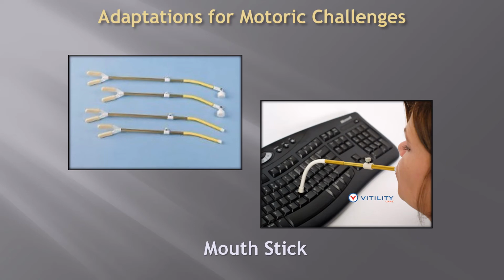The mouth sticks seen here are similar in function to the head wand, only they are grasped in the mouth and used to make selections. You can also attach different ends onto these, such as a stylus, to interact with a touchscreen. This is a solution that is often seen being used by people with quadriplegia.